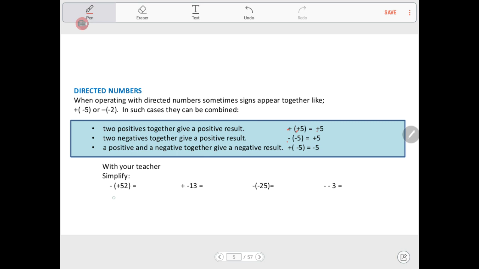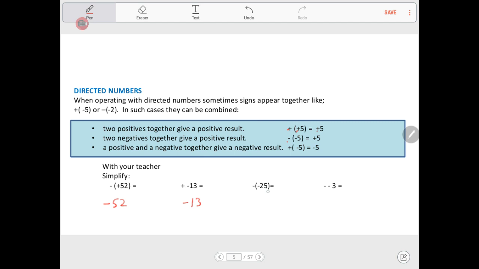The first one here, we have a plus minus, which of course leads to negative 52. So the signs were different, so that ends up being negative. Now whether or not there are brackets doesn't make any difference. So in this one we've got plus minus 13. There's no brackets around the 13, but it still works the same way. So this gives us negative 13.